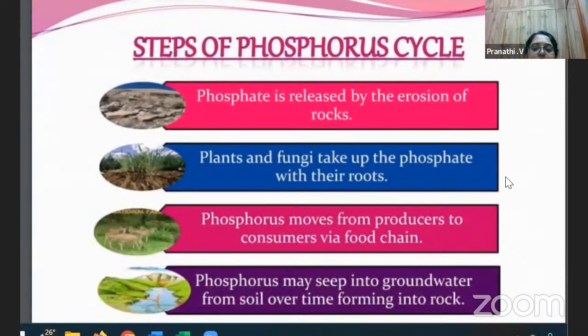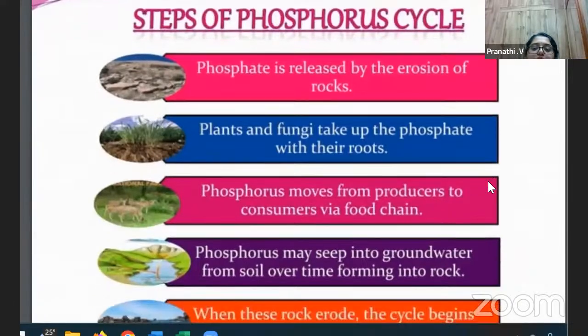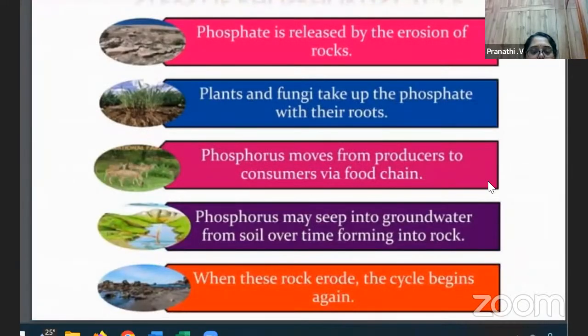You can see that phosphate is released by the erosion of rocks, and different kinds of primary producers, that is plants and the fungi, take up the phosphate with the help of the roots. Absorption is going on over there. And this is going to go from the producers to the primary consumers, secondary, tertiary, quaternary consumers through the food chain. And also at the same time, phosphorus might seep into groundwater through erosion again.